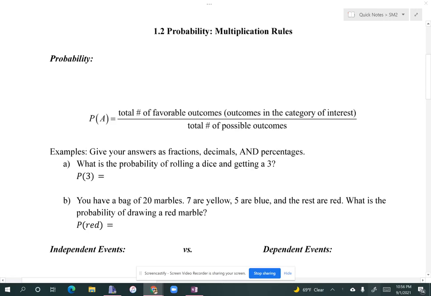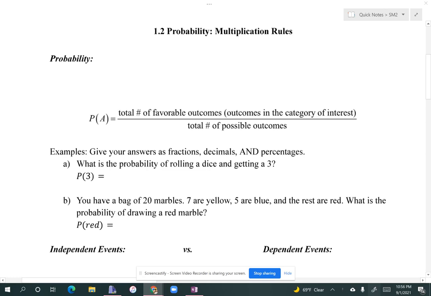All right, you guys, here we go with 1.2, which is our continuation on probability. But today we're going to focus more on multiplication rules. So the first thing we need to talk about is what is probability.